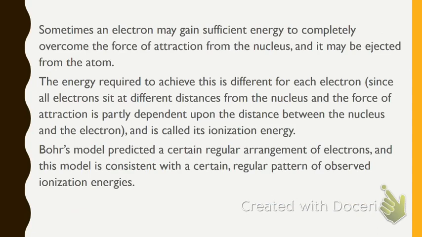Sometimes an electron can gain enough energy to completely overcome the pull from the nucleus, and it may be ejected from the atom altogether. The energy required to achieve this is different for each electron, and it's what we call the ionization energy, which we will be talking about in subsequent lessons.